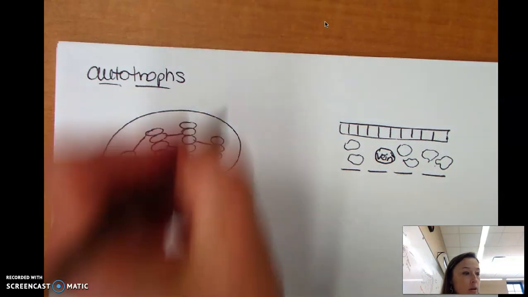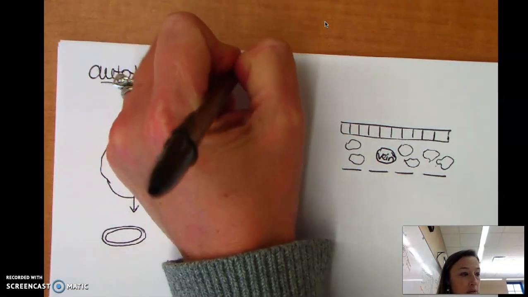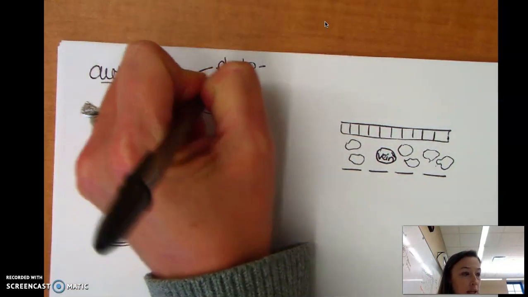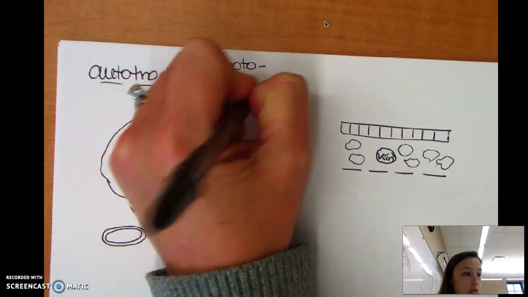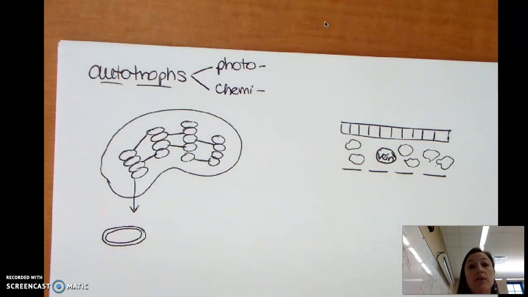They're going to do this through one of two ways. They're either going to be photoautotrophs or they're going to be chemoautotrophs. It just depends on if they do photosynthesis, where they use light to synthesize glucose, or if they do chemosynthesis, which is where they use chemicals to synthesize glucose. So they break a bond, it releases energy, and they use that energy to make glucose. And so that's how producers obtain food or energy: they use their environment, either other chemicals or sunlight, to produce glucose in their own bodies.